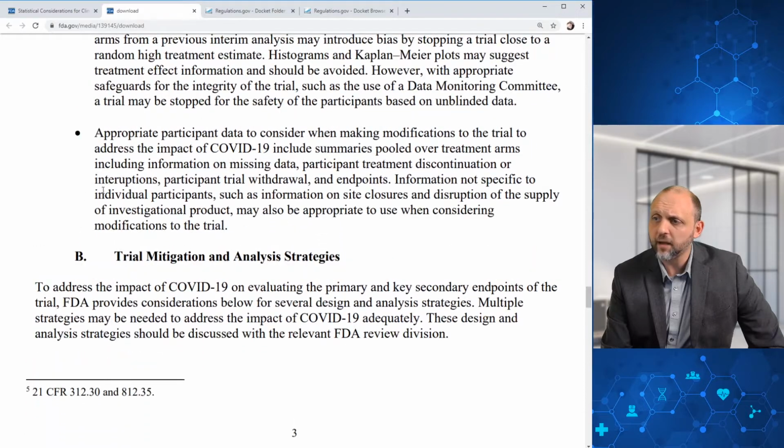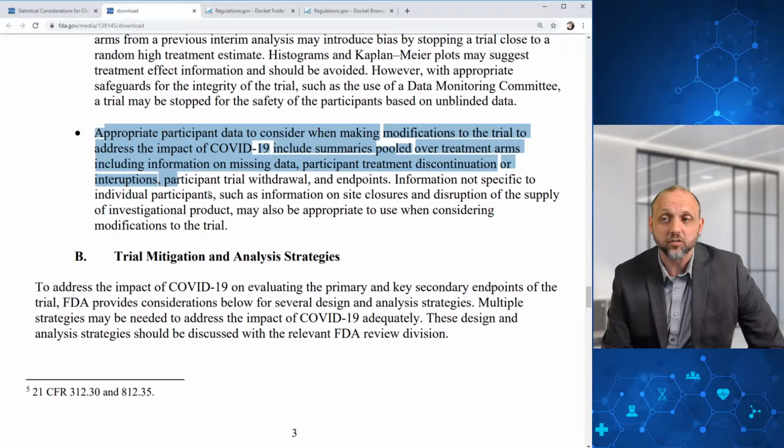Then here, FDA also notes that appropriate participant data to consider when making modifications to the trial to address the impact of the public health emergency include summaries pooled over treatment arms, including information on missing data, participant treatment discontinuation or interruptions, participant trial withdrawal and endpoints, and information not specific to individual participants, such as information on site closures and disruptions of the supply of investigational product, may also be appropriate to use when considering modifications to the trial.